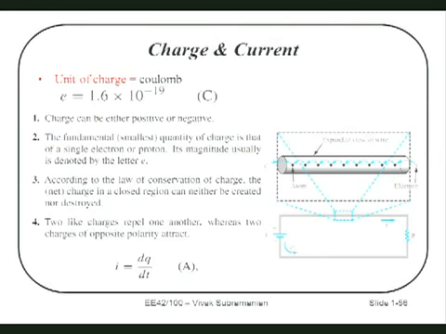Okay? And, of course, we already have now a definition for current. That is I, instantaneous current, is dq/dt. Instantaneous current is equal to number of coulombs per second, or rate of change of charge. Okay? And this is our definition of current.